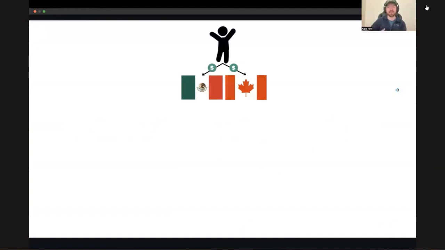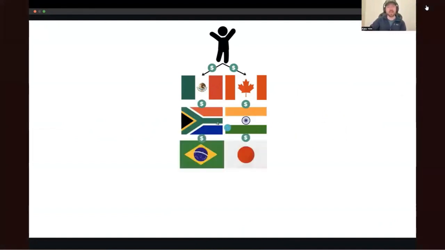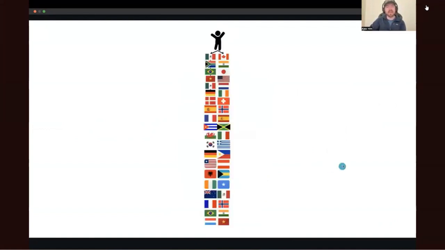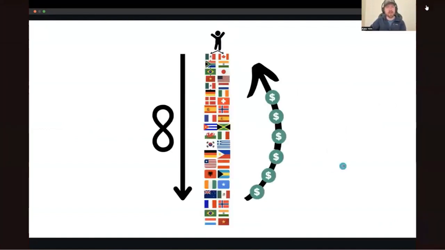So let me give you an example of this. Let's say you introduce just 2 people, one in Mexico and one in Canada. Well, those 2 people could introduce people in South Africa and India. Then those people could introduce people in Brazil and in Japan. And those people introduce people in Vietnam and in Italy. And infinitely and into forever, you are compensated on all direct and indirect relationships.